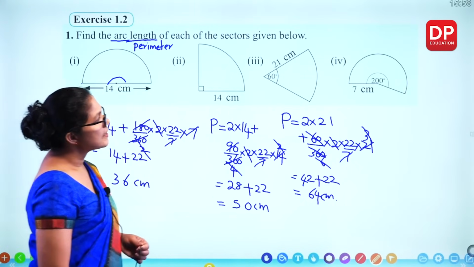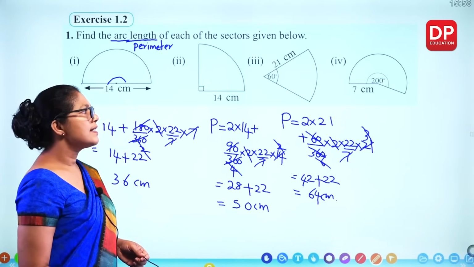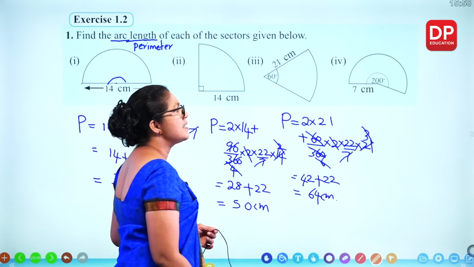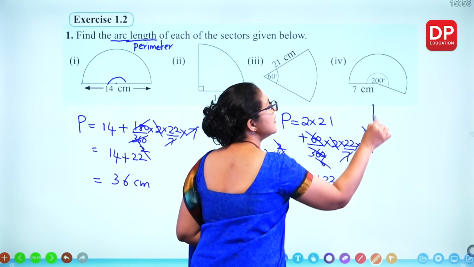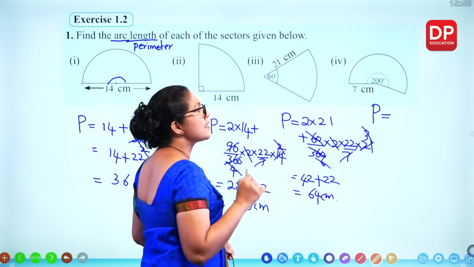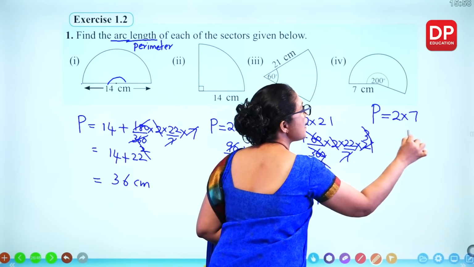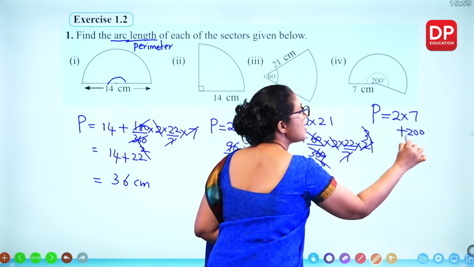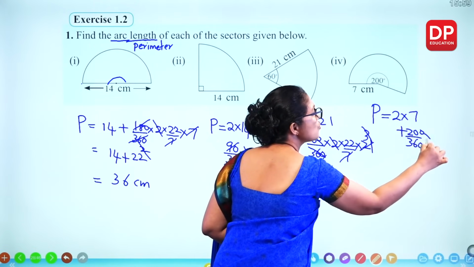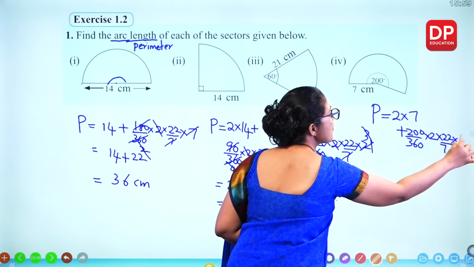And the last part: the angle at the center is 200 and the radius is given as 7 centimeters. So how can we find out the perimeter? Use the formula: double of r, 2 times 7, plus angle 200 divided by 360 into 2 into pi into r.